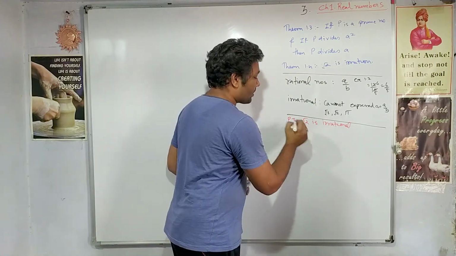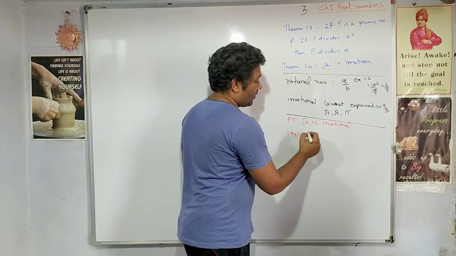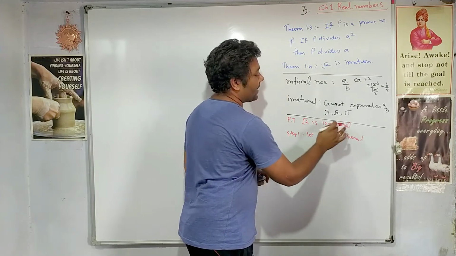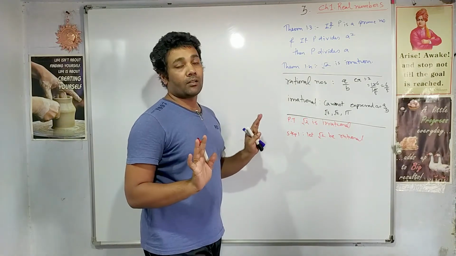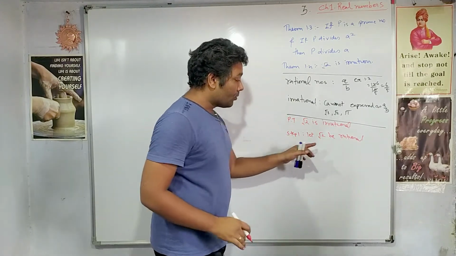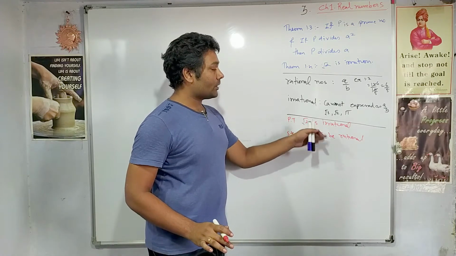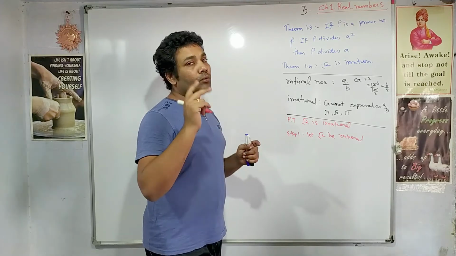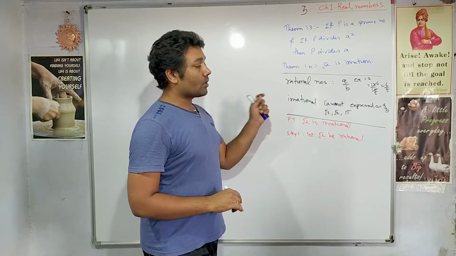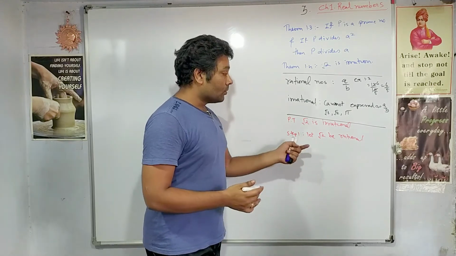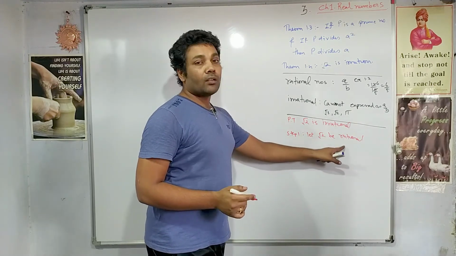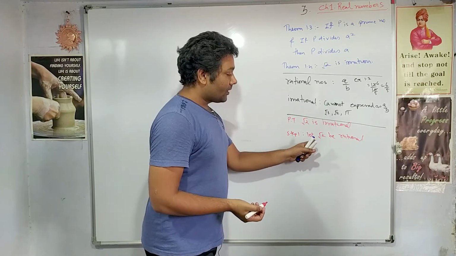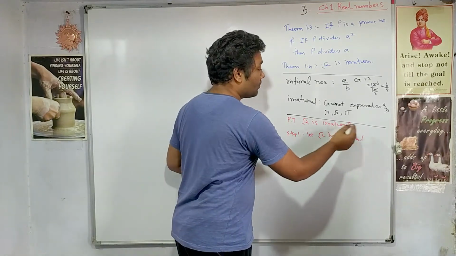Step 1: let root 2 be rational. Exactly the opposite, we consider root 2 to be rational, just for simplicity. Then we'll prove that this statement is wrong. If this statement is wrong, then obviously the opposite becomes right, because for any number there are two options available: either the number is rational or it is irrational. So if you prove that the number is not rational, by default it becomes irrational. That is our method. So we say let root 2 be rational, and now we'll try to prove it.